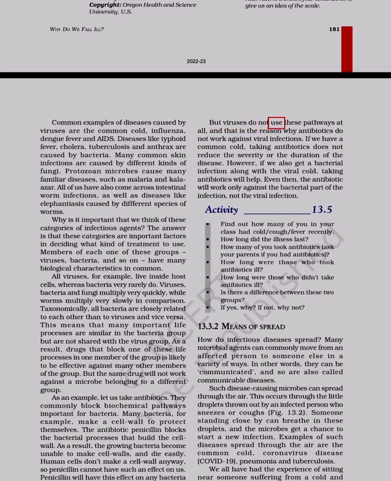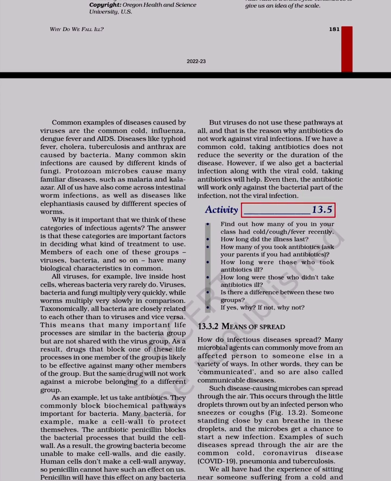But viruses do not use these pathways at all, and that is the reason why antibiotics do not work against viral infections. If we have a common cold, taking antibiotics does not reduce the severity or the duration of the disease. However, if we also get a bacterial infection along with the viral cold, taking antibiotics will help. Even then, the antibiotic will work only against the bacterial part of the infection, not the viral infection.